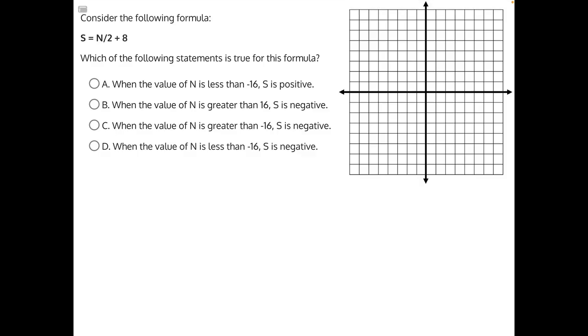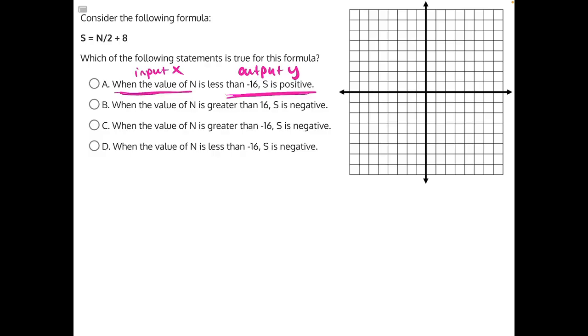But we need to figure out first how to label our axes because we weren't given our usual x and y variables. We have s and n. But if we look at our answer choices, we can see that all of the answer choices are worded in this fashion. When the value of n is something, then s is something else. So the value of n directly impacts the value of s, meaning that n is our input or our x value, and s is our output or our y value.